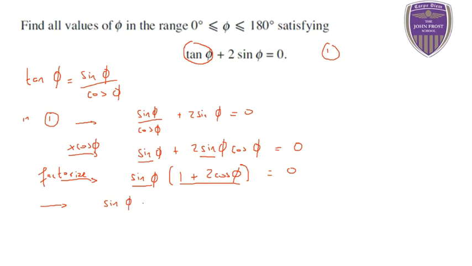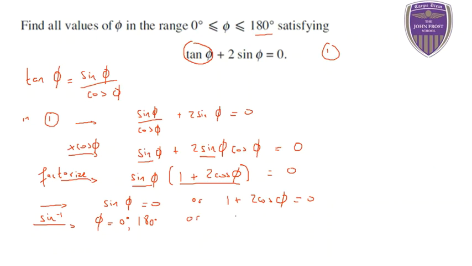Either sine phi equals 0 or 1 plus 2 cos phi equals 0. This one, obviously, if you take the inverse sine, you're going to get phi equals 0 degrees or 180 degrees. You can't do 360 because the range here stops at 180 degrees. And this one, there's more work to be done, look.